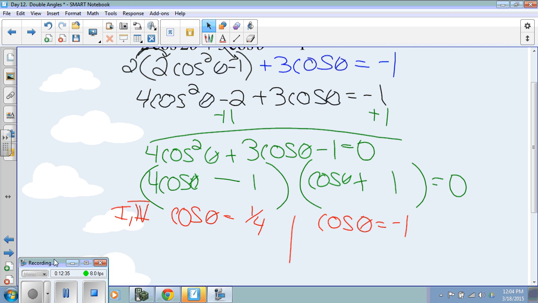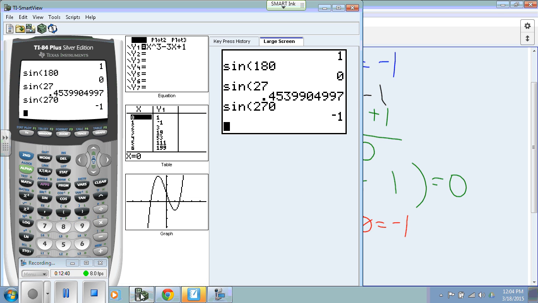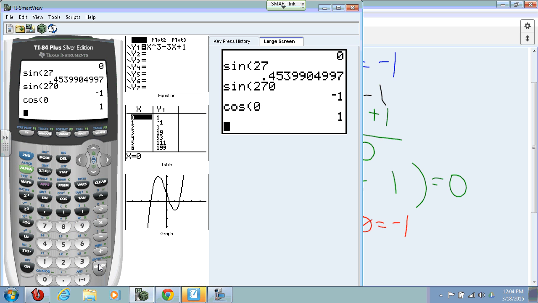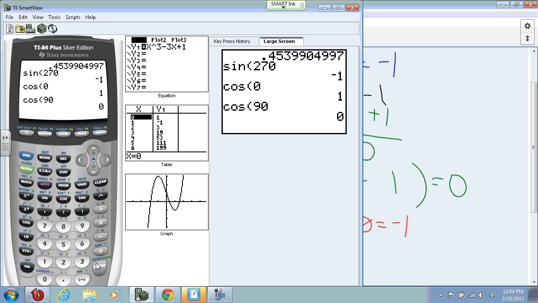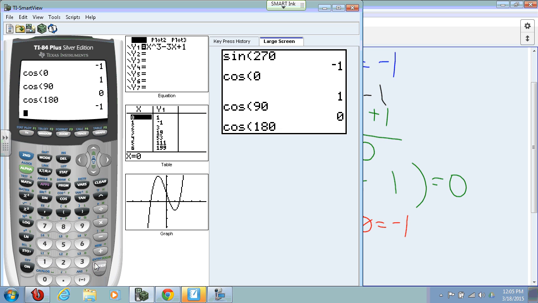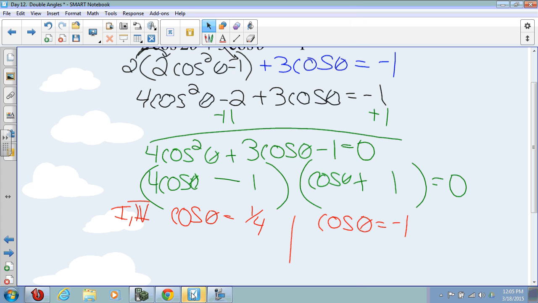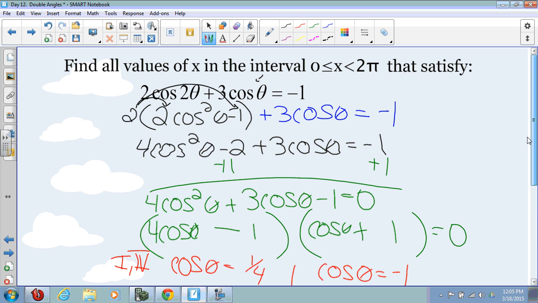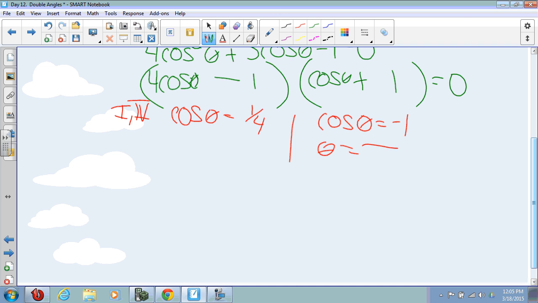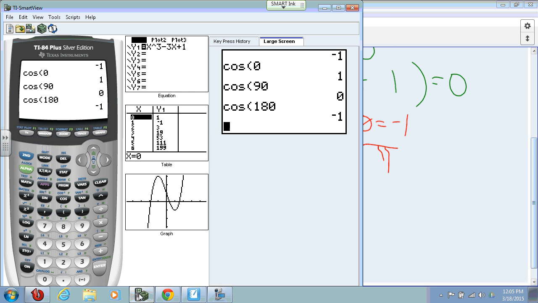So if I work cosine theta equals negative 1, that's a quadrantal angle because it's on the unit circle. So I'm just going to run that unit circle. I'm going to check cosine 0. That's not negative 1. I'm going to check cosine 90. That's not negative 1. I'm going to check cosine 180. That's negative 1. So theta, are we in radians? Yeah, so that's going to be pi. If I check cosine 270, that's not negative 1, and I can't use 360.